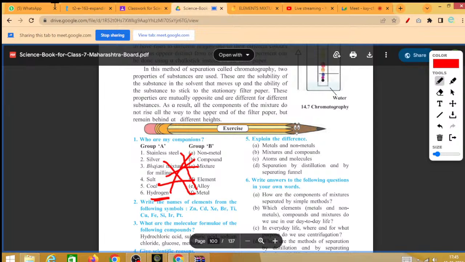Okay? So this way they have tricked you. They have not given the right answers for everything. You have to think which ones to match where. Like we matched salt as a compound, stainless steel, alloy. Silver is a metal, we said. Coal is an element. Hydrogen is a non-metal. Okay? Note these down in your notebooks.